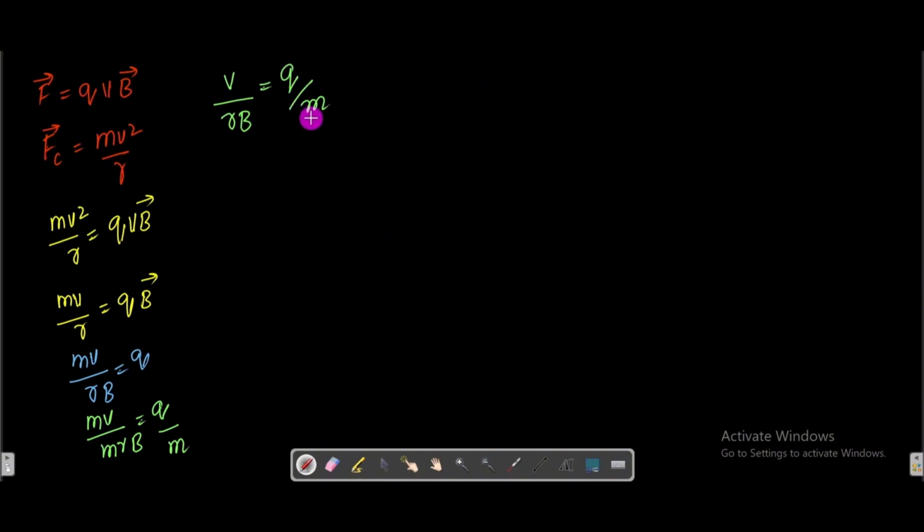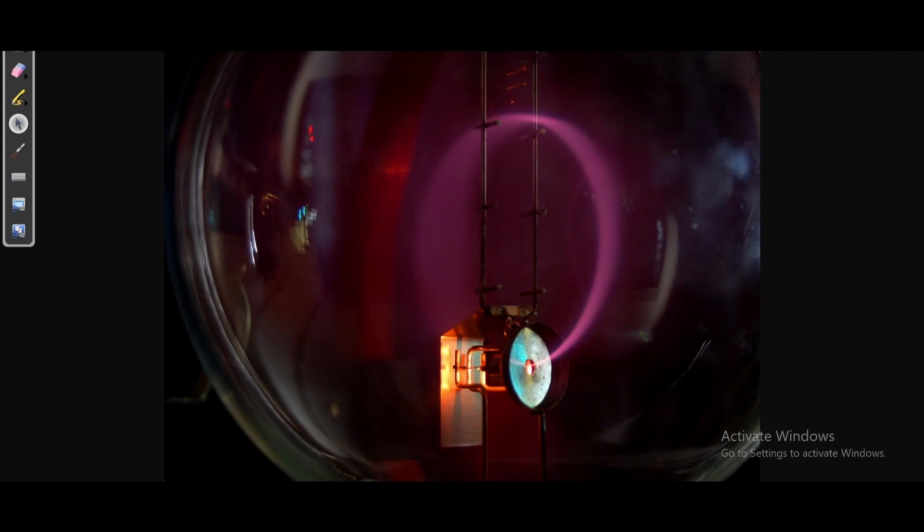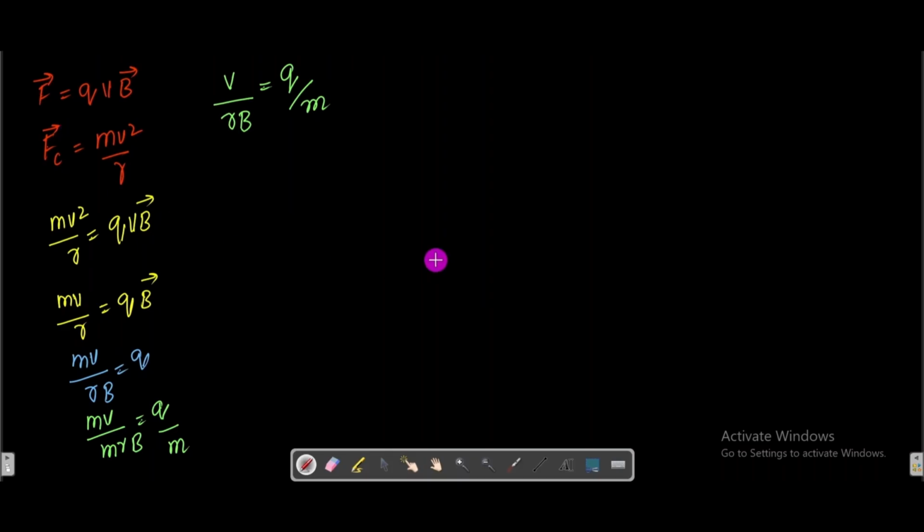For finding the charge to mass ratio, we require v, r, and B. v is actually the speed of this electron. If we have the speed of the electron, and similarly the radius of this circle and the strength of the external magnetic field provided by the coil, then we can find this charge to mass ratio. So for finding these we require that.